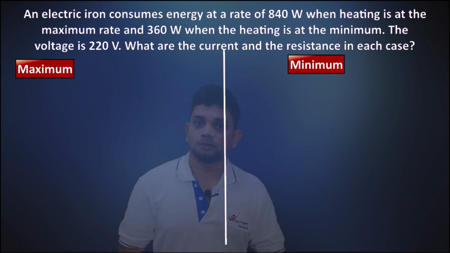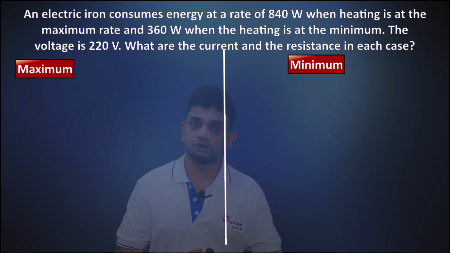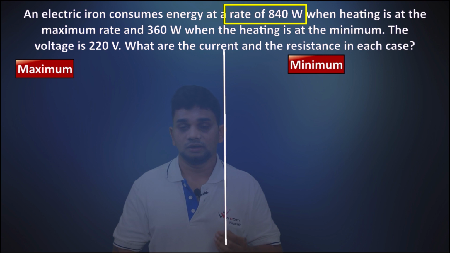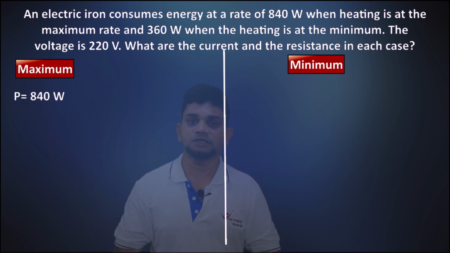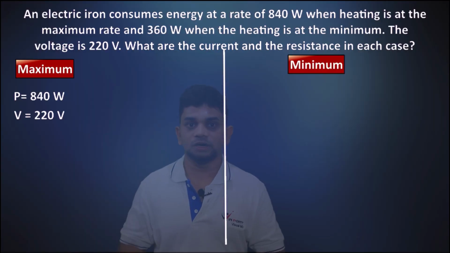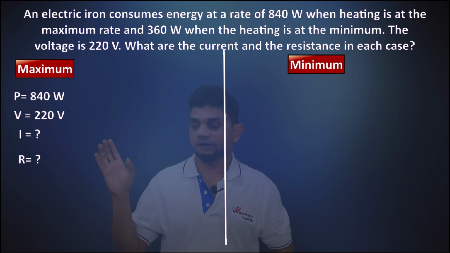When you are getting a problem, the first step, you need to write the given values. What are the values given in the question? For that you need to read the question. An electric iron consumes energy at a rate of 840 watt. The power 840 watt means the power is given. So you can write power P is equal to 840 watt when heating is at the maximum rate, and 360 watt when the heating is at minimum, and the voltage is 220 volt. The voltage is also given, so V is equal to 220 volt. We need to find the current and the resistance in each case.